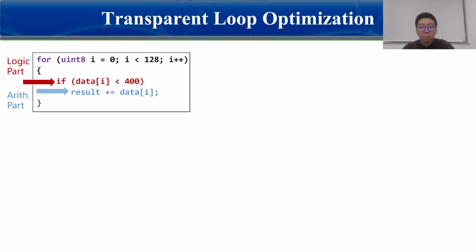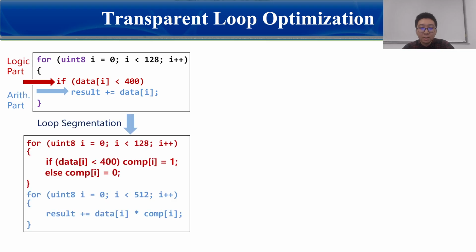For transparent loop optimization, the core idea is to distribute a complex loop into multiple simple loops, each containing only a single type of operation. In this program, we can segment the operations within the loop body into a logic part and an arithmetic part. Based on this segmentation, the loop is decomposed into two independent loops.